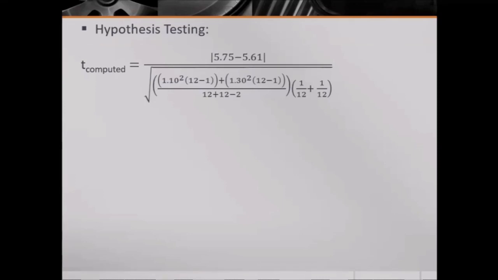Ayan natin ang sagot. So, ang magiging sagot natin ay 0.2848. So, pwede nyo rin siya i-verify kung tama yung sagot natin. Gamitin nyo lang itong ating computation. So, 0.2848. Then, compare na natin ang T critical value at itong T computed value.